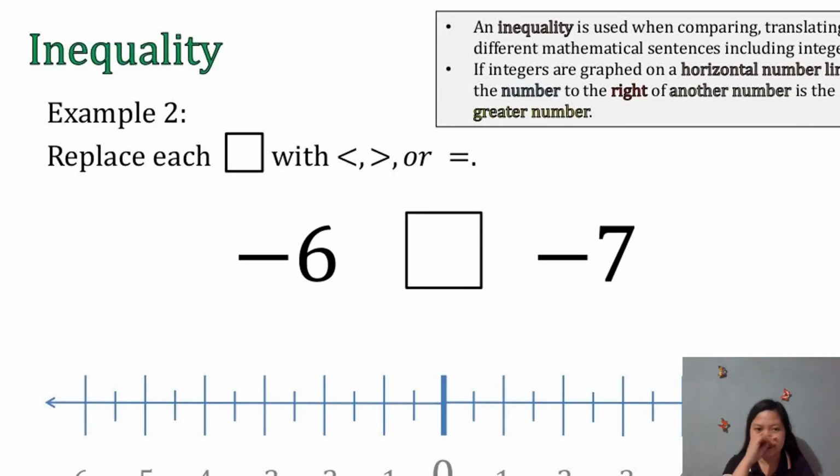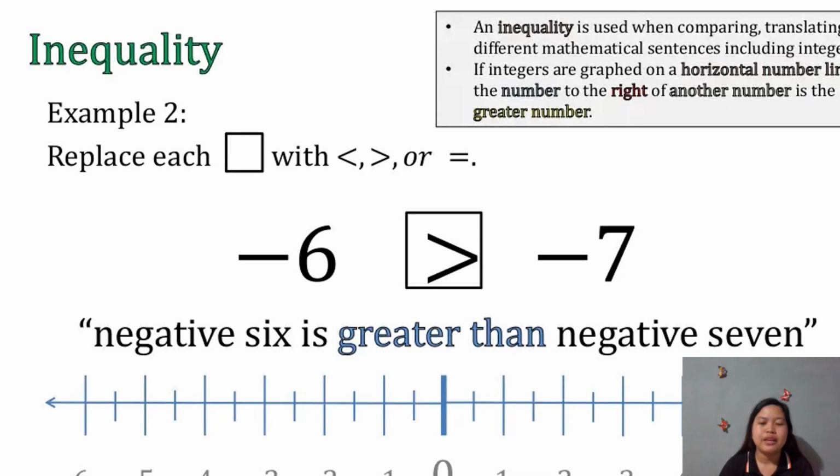Now for this one here, what do you think is the answer? Negative 6 and negative 7. When we talk about negative numbers, the bigger the number, the smaller its value. So, negative 6 is greater than negative 7. Okay? Again, negative 6 is greater than negative 7, because the bigger the number is in the negatives, the smaller its value.